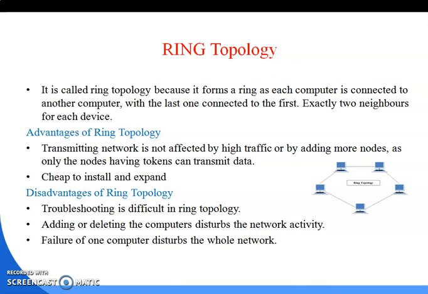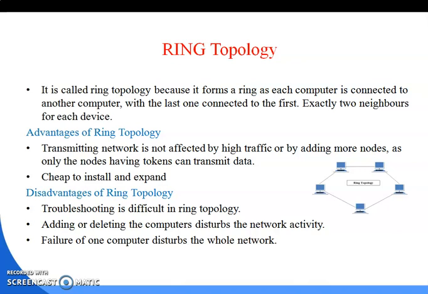Advantages of ring topology: the network is not affected by high traffic or by adding more nodes, as only the nodes having tokens can transmit the data. So the transmitting network is not affected by high traffic or by adding more nodes, as only the nodes having tokens can transmit the data. It is cheap to install and expand.